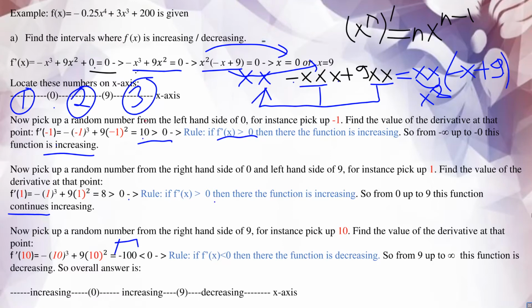But what is the interval? It is from 9 up to infinity. There is no end of the line there. So from 9 up to infinity, this function is decreasing. So the overall answer is this. From -infinity up to 0, it's an increasing function. From 0 to 9, it goes on increasing. After 9, it starts decreasing. That's our summary. That's our answer.